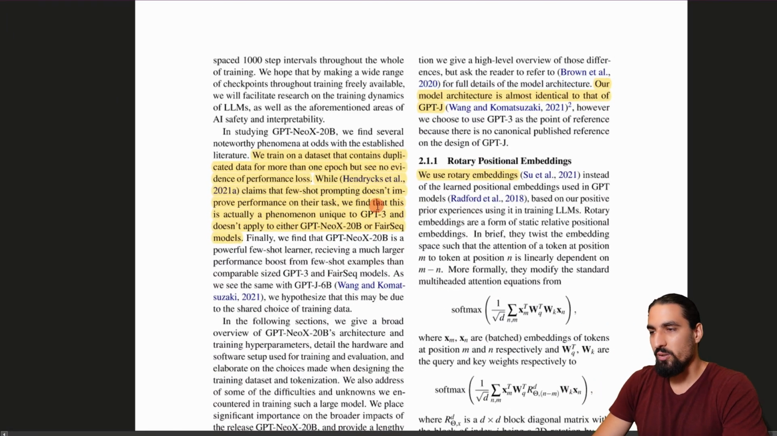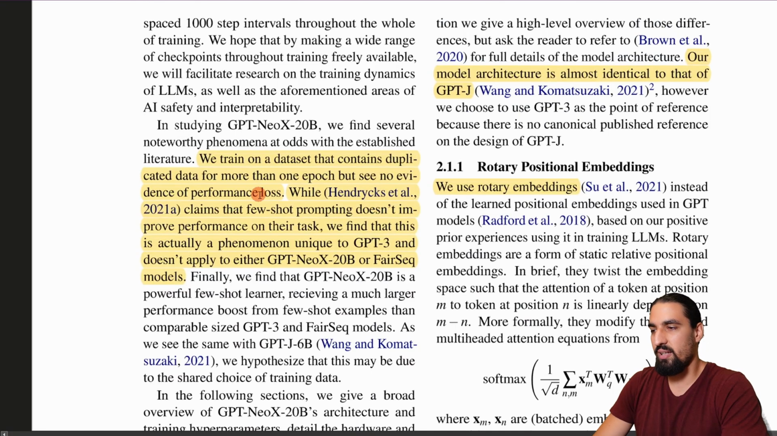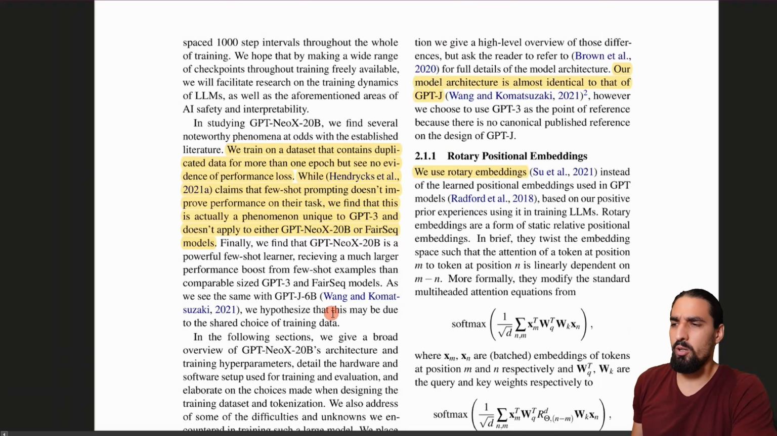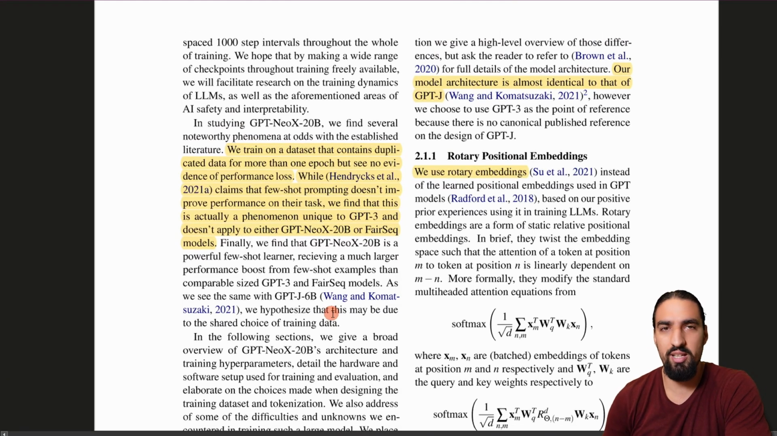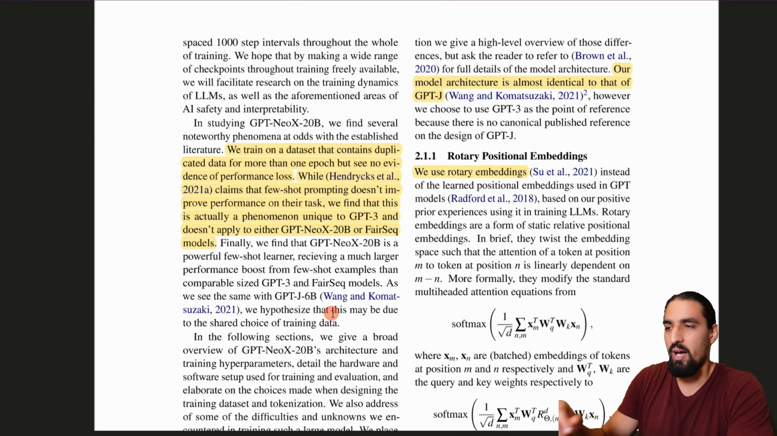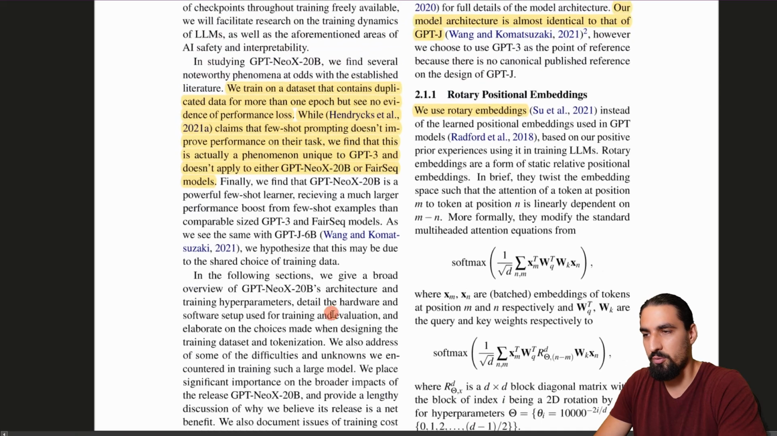Okay, so we trained on a dataset that contains duplicated data for more than one epoch, but see no evidence of performance loss. While these authors claim that few-shot prompting doesn't improve performance on their task, we find that this is actually a phenomenon unique to GPT-3 and does not apply to either GPT-NeoX-20B or FairSeq models. Okay, so that's just a note that it's dangerous to just take a single model and extrapolate from there, because other models might have different behavior.